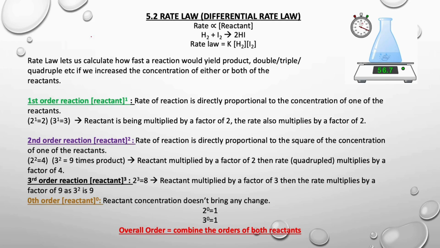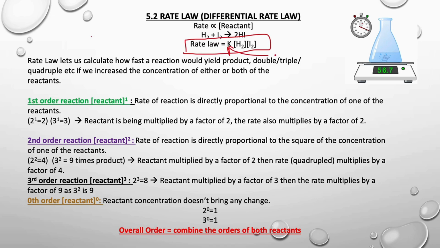Rate law, also known as differential rate law, is simply you determining what is happening to the product concentration if you are changing the concentration of your reactants. There is a formula that you'd be using in order to mathematically figure it out. This is the equation: rate law is equal to k, which is a constant.